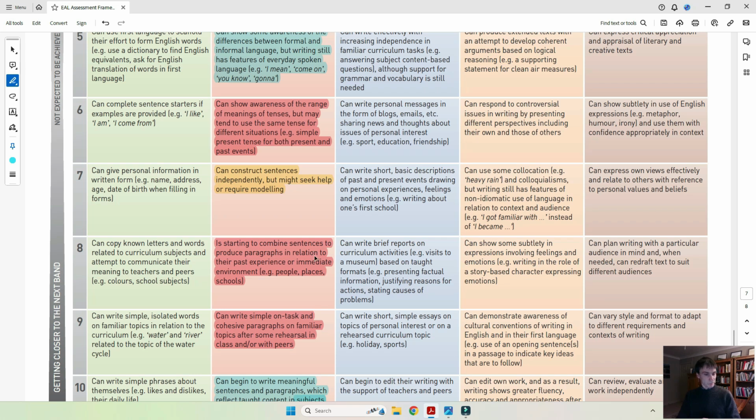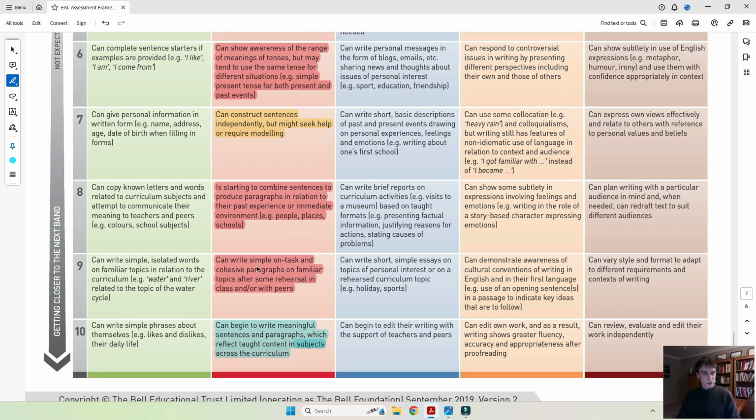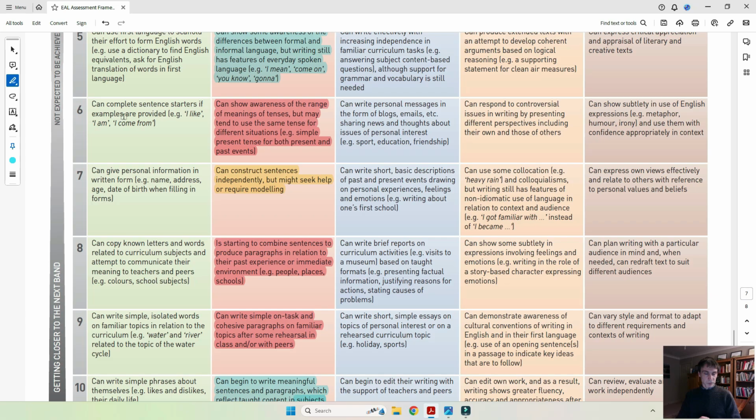Now, although descriptor 9 is actually also about paragraphs, and also about familiar topics, however, it does say cohesive paragraph, which suggests a higher level of the ability of using paragraphs. At the moment, the learner is not actually using any paragraphs whatsoever. So what I would suggest that our targets are going to be, and let me just draw and circle these, B6 and B8.